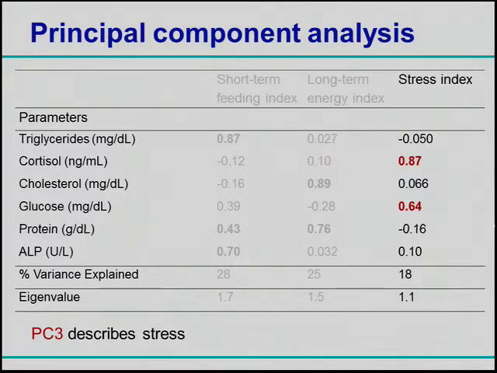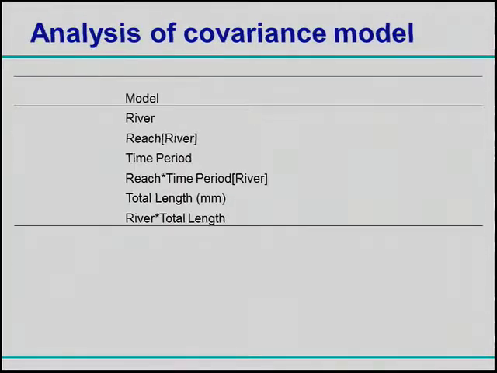And then the third principal component was cortisol and glucose, which explained 18% of the variation, and that was an index of stress. So we were able to divide our response variables into short-term feeding, long-term nutrition, and then stress. Then we built a global analysis of covariance that looked at all the different variables that we collected. We're looking at how the different principal components vary according to these models here.